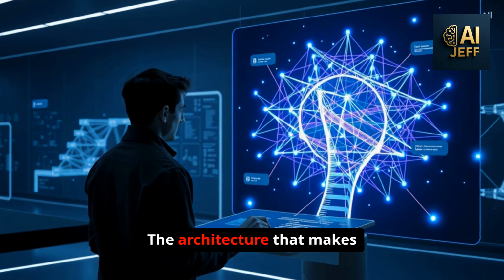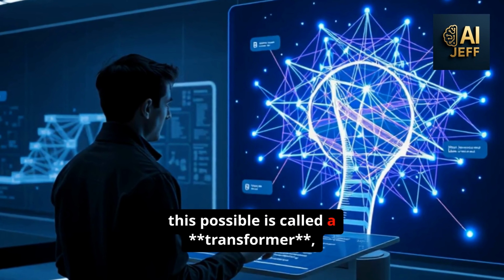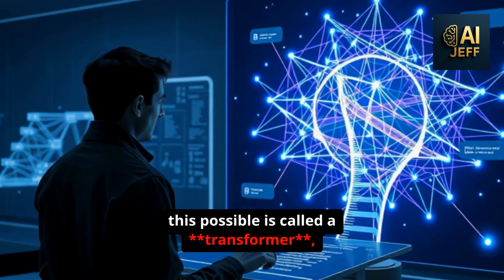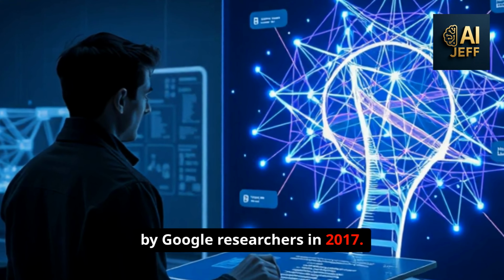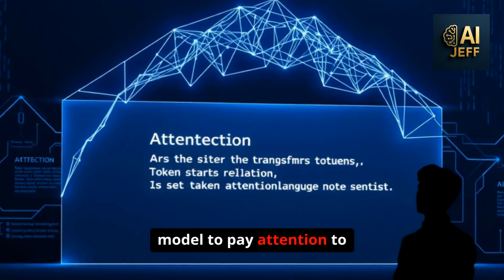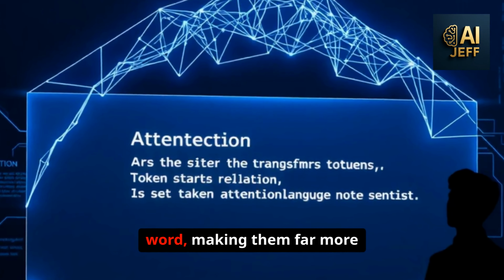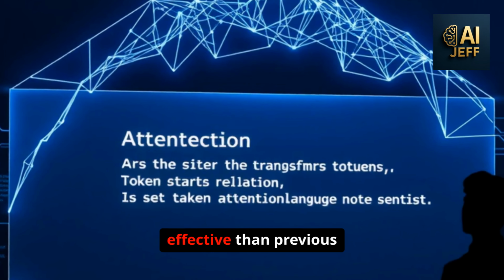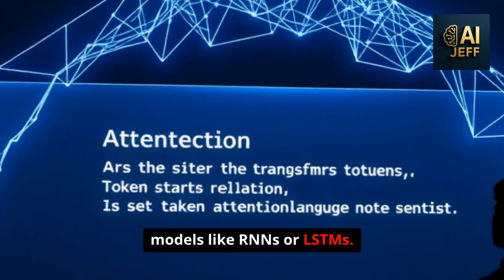The architecture that makes this possible is called the Transformer, introduced by Google researchers in 2017. Transformers allow the model to pay attention to different parts of a sentence when predicting the next word, making them far more effective than previous models like RNNs or LSTMs.